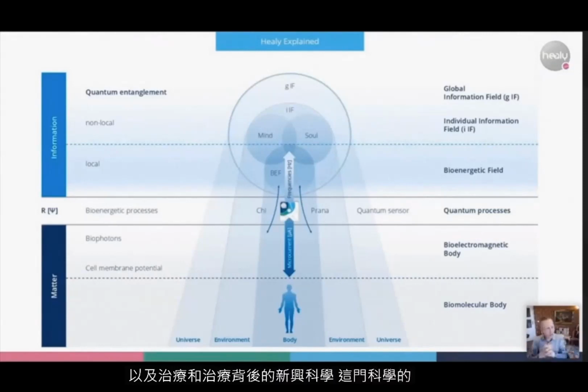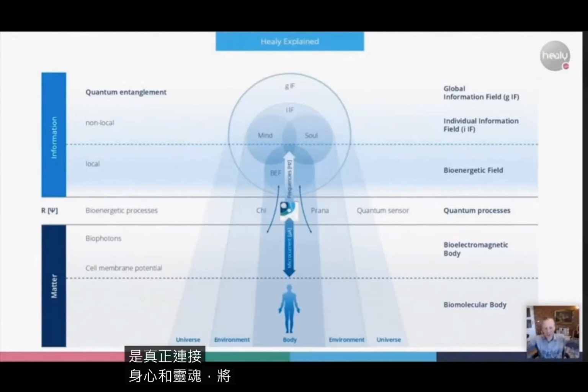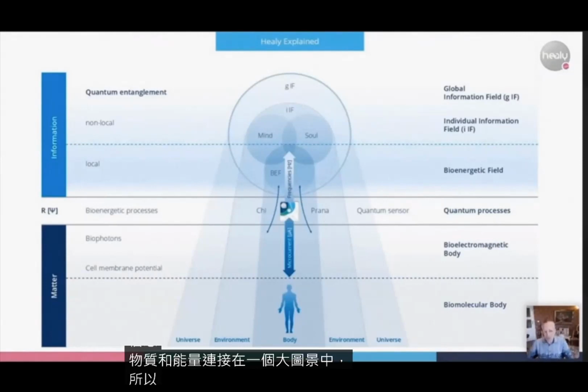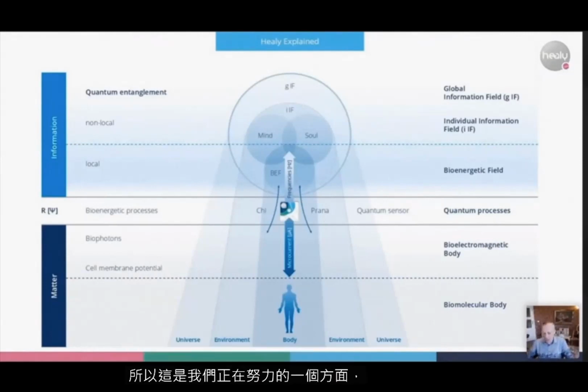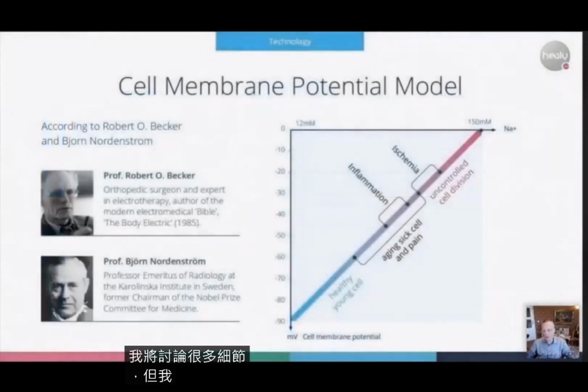And the goal of this science is really to connect body, mind, and soul, to connect information, matter, and energy in one big picture. So this is one aspect of what we are working on and have been working on to give you a deeper insight into how Healy functions. There are many details I won't talk about today, but I just want to show you 2 new pictures.